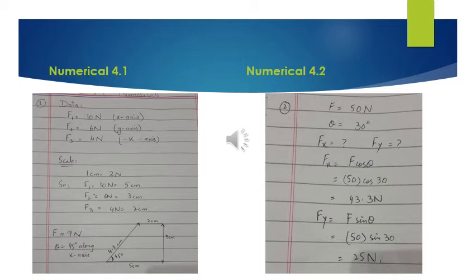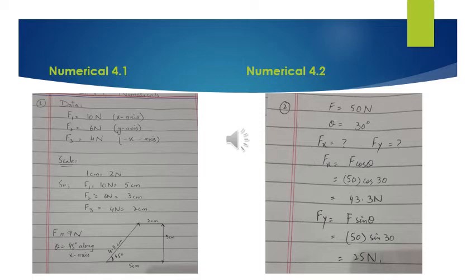So F1 will become 5 centimeter, F2 3 centimeter and F3 will become 2 centimeter. By using head to tail rule, we have drawn 5 centimeter along x-axis, 3 centimeter which is force F2 along y-axis and 2 centimeter along negative x-axis, and resultant force will become 4.5 centimeter and force will be equal to 9 Newton approximately. So resultant force is 9 Newton, which is making an angle 45 degree along x-axis.